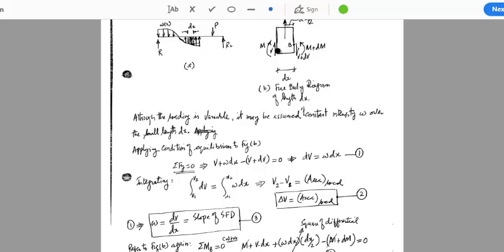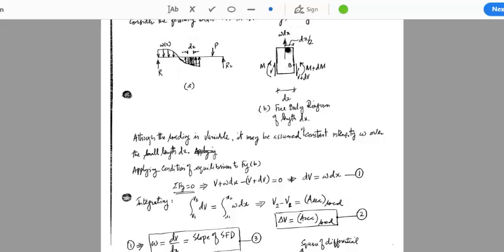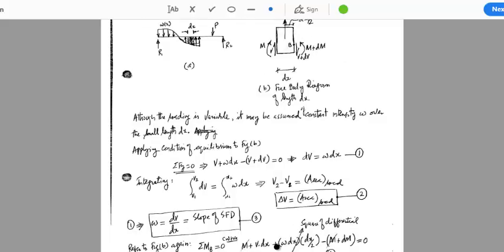Then this V, how much is the lever arm of V with respect to point B? It is dx, and it will produce clockwise movement, so positive V into dx. Then this omega into dx will produce movement about point B in clockwise direction, and the lever arm is dx by 2. So plus omega into dx by 2, and then this V into dV is passing through point B, so it will not produce any movement about point B.